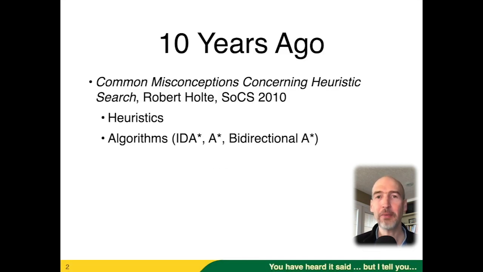If we look back 10 years ago at SoCS 2010, we found a paper there by Robert Holte on common misconceptions concerning heuristic search. Rob covers a number of different algorithms, IDA*, things about heuristics, and misconceptions that are commonly held in the field. In this talk today, I'm not just going to talk about the misconceptions, but I'm also going to use some of these ideas as a launching pad for talking about some of the recent research that's gone on in the last 10 years.